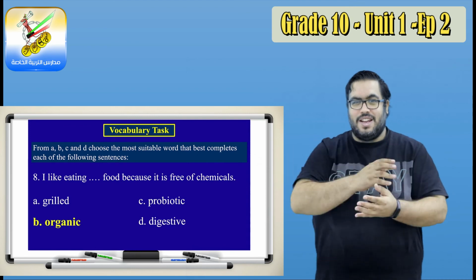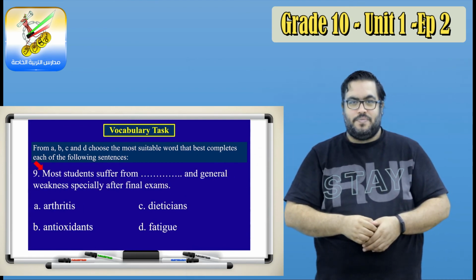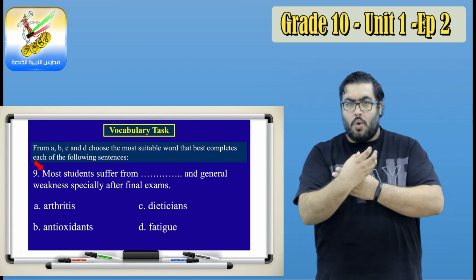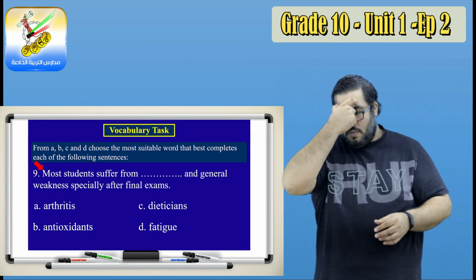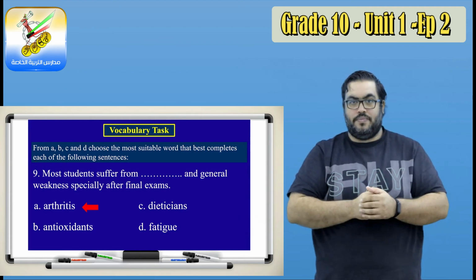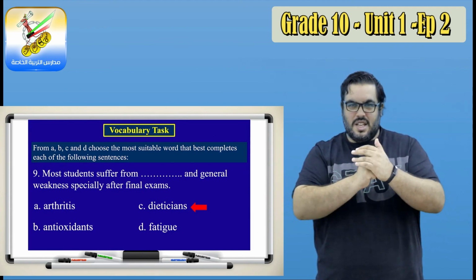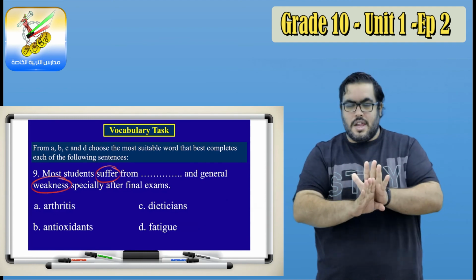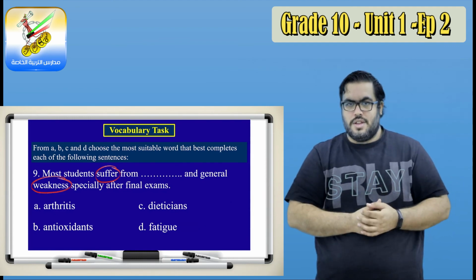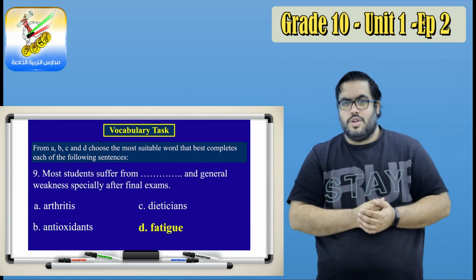Well done. We have the last sentence, which is most students suffer from blank and general weakness, especially after final exams. So what is the answer? Is it arthritis, antioxidants, dietitians, or fatigue? The keywords are suffer and weakness. So the answer must be fatigue.